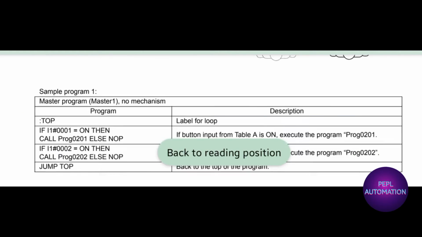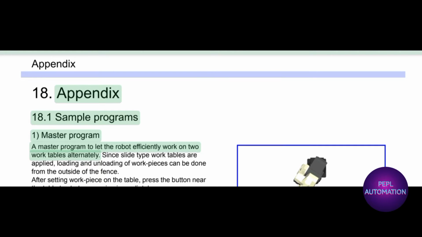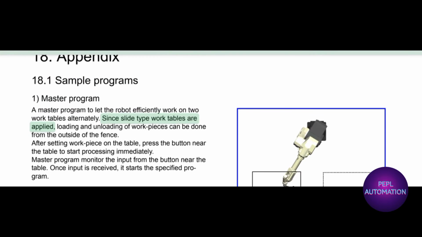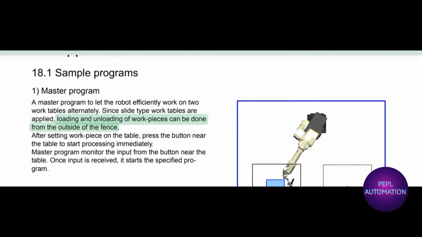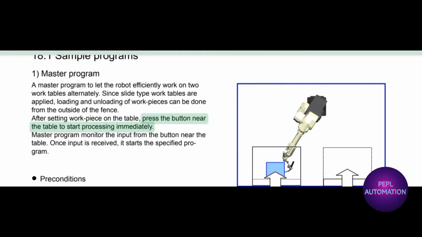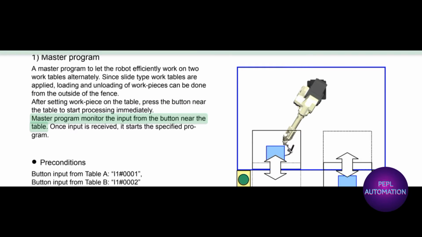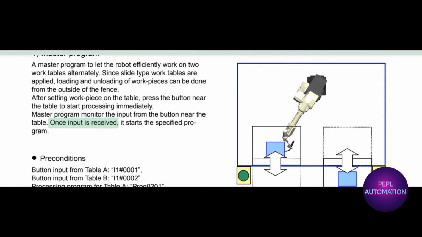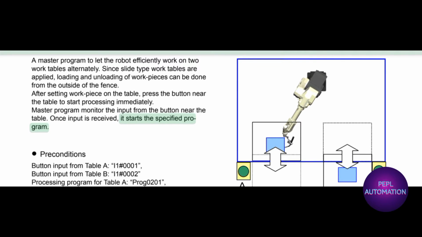OM10090882E17. 18. Appendix. 18.1 Sample Programs. 1, Master Program. A master program to let the robot efficiently work on two work tables alternately. Since slide type work tables are applied, loading and unloading of workpieces can be done from the outside of the fence. After setting workpiece on the table, press the button near the table to start processing immediately. The master program monitors the input from the button near the table. Once input is received, it starts the specified program.